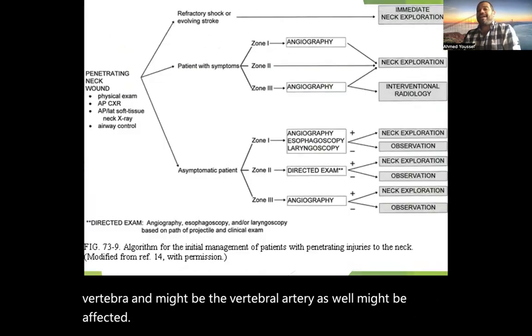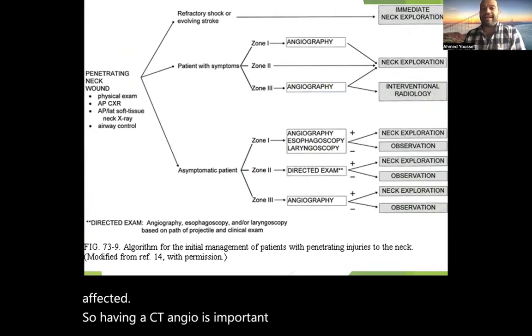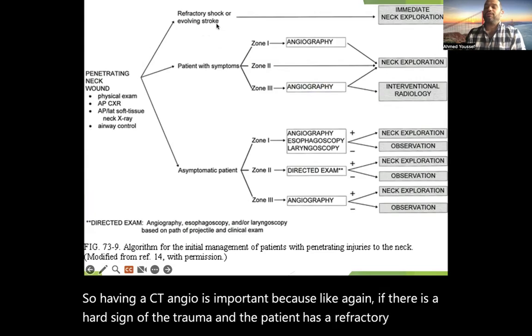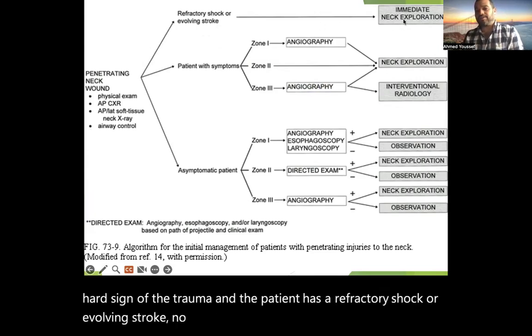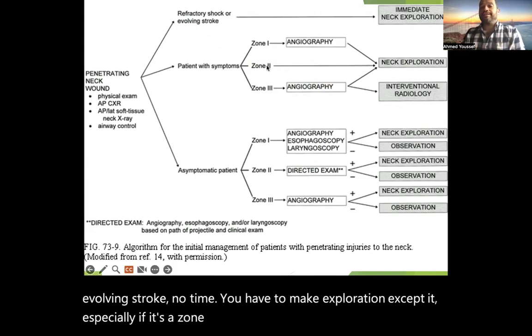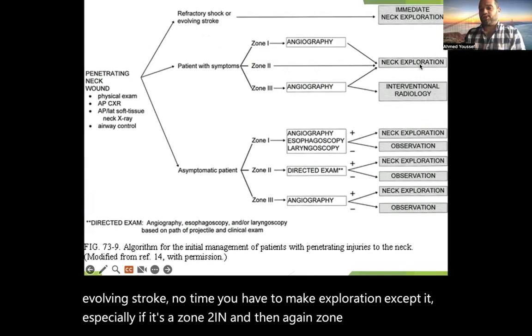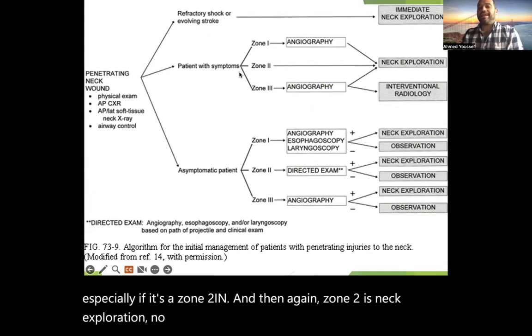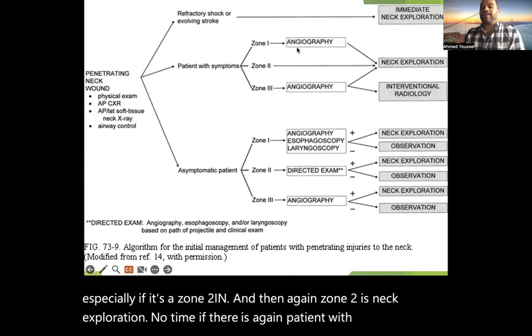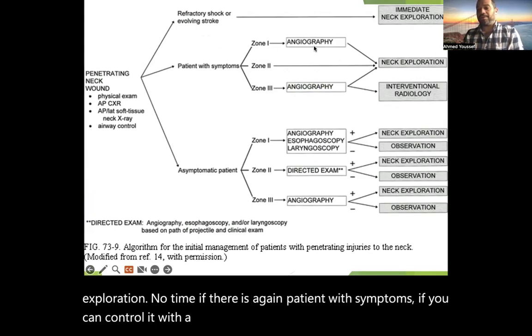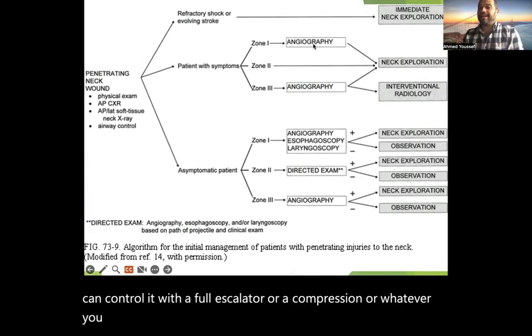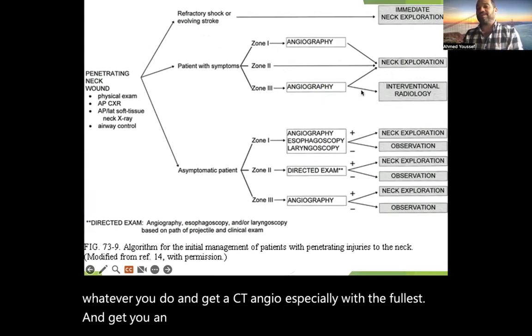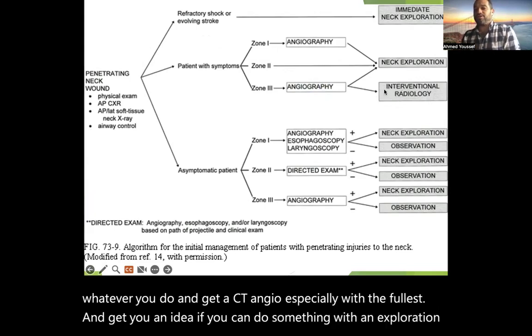So having a CT angio is important because, again, if there is a hard sign of trauma and the patient has refractory shock or evolving stroke, there is no time, you have to make an exploration, especially if it's a zone 2. Zone 2 means neck exploration, no time. If the patient has symptoms but you can control it with a Foley catheter or a compression or whatever you do, getting a CT angio, especially with a Foley catheter, can give you an idea if you can do something with an exploration or an interventional radiology.